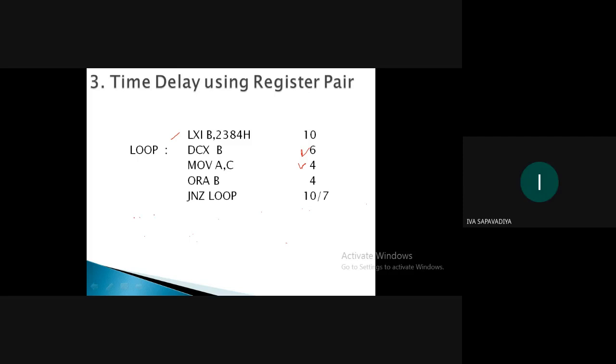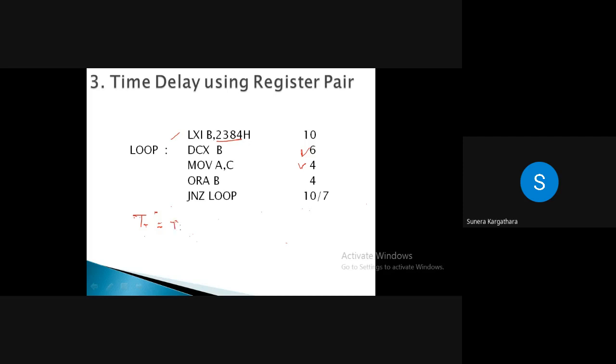LXI. Okay, so why are we taking that much time? The LXI instruction is the first instruction, and that will execute only once, right? The remaining instructions will execute how many times? This count times, right? We know that the count we are loading here is in hexadecimal, but we need to take it into decimal, right? If I want to find the total delay, I need to find the loop delay and the outside-the-loop delay. What is my loop delay? What is my outside-the-loop delay? That I can find from how many T states it will require to execute, right?